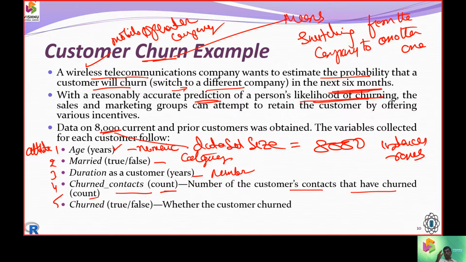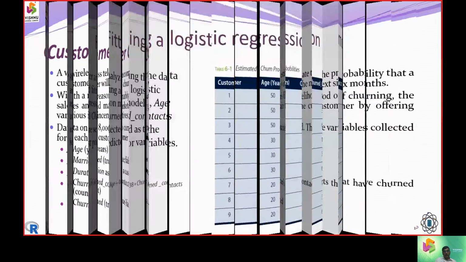You need to estimate that. For that, we will look at the churned contacts count, that is, the number of the customer's contacts who churned or not. And finally, his record: whether he has churned, that is, whether the person has churned. If churn is true, we will give it as 1. If it is not churn, we will give it as a false value.